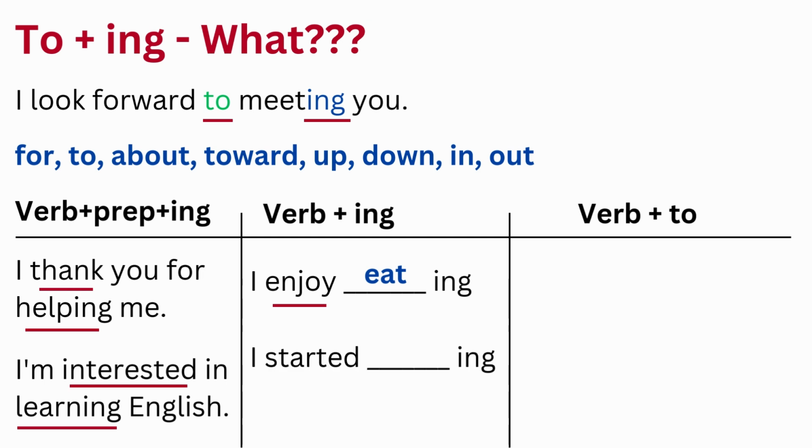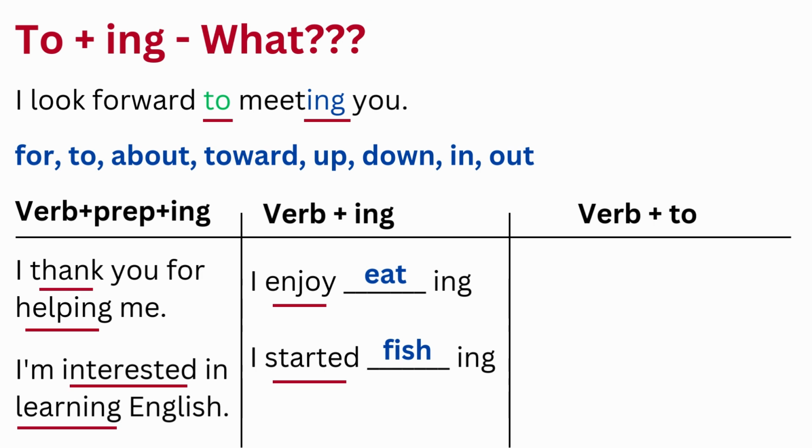Here's another example. I started. Let's think of a second verb. How about fish? I started fishing. Again, the first verb is started, and the second verb ends in "ing". Other examples include, I started studying. I started eating my dinner. So, in cases like these, the second verb will always take the "ing" form.